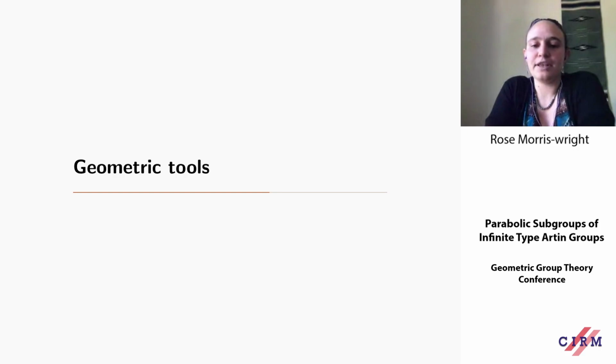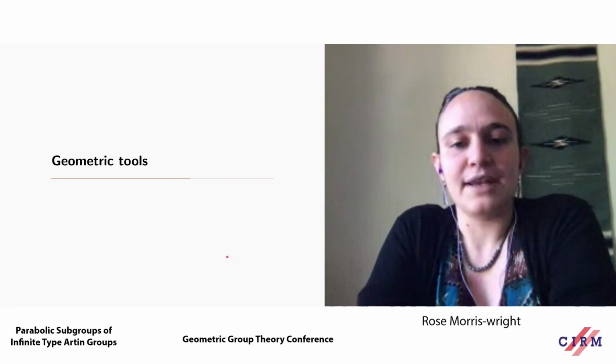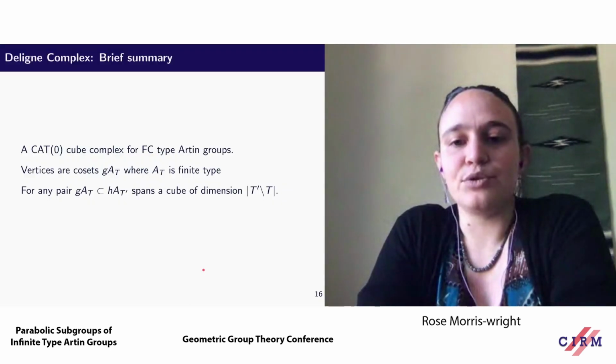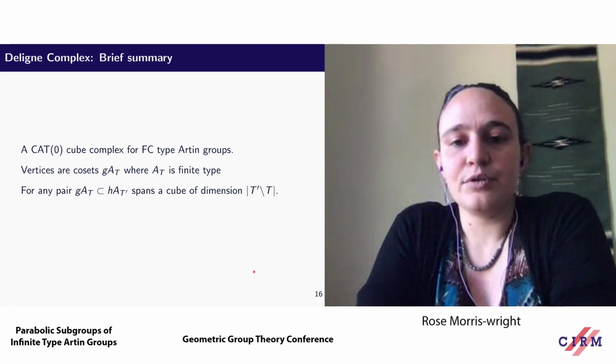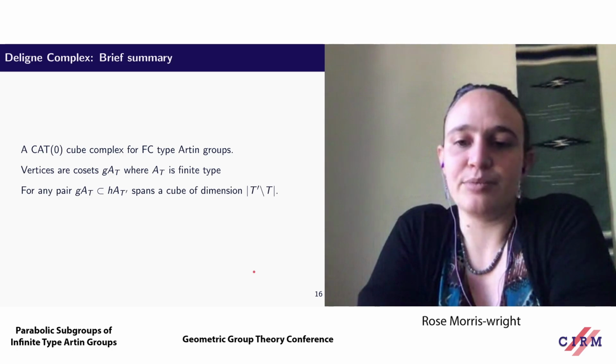And now I want to talk to you briefly about the proof of the theorem that I promised you. I promised you a proof of the theorem that the intersection of two parabolic subgroups is a parabolic subgroup. And I'm highlighting this proof because I think it's an interesting proof, and it gives a good example of the ways in which we often use these geometric tools to extend results about finite type Artin groups to results about infinite type Artin groups. So the main geometric tool that we use when we want to make an argument about an FC type Artin group is this cube complex. It's called the Deligne complex. And I'm just giving you a brief summary of its properties.